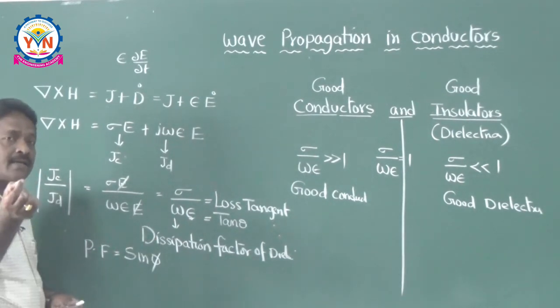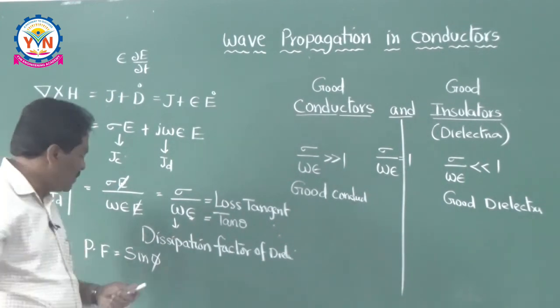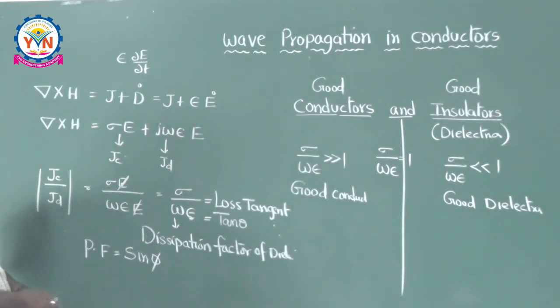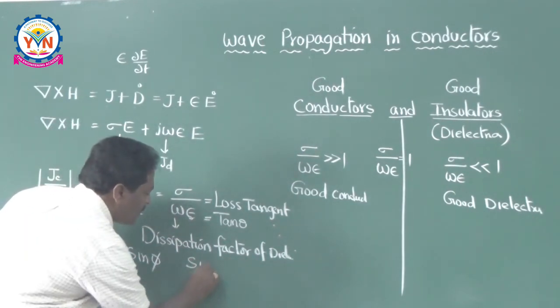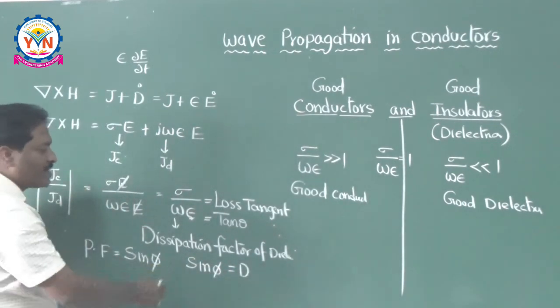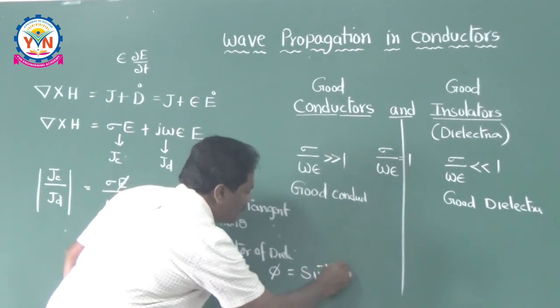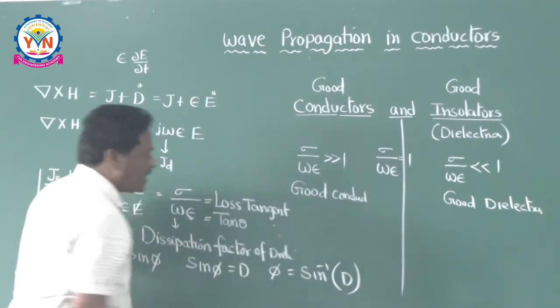That is, if the dissipation is very small, the dissipation factor is almost equal to the power factor of the dielectric. Therefore, I can say sin phi is equal to D, where D means the dissipation factor of the dielectric. Then what is the phase angle? I can say phi is equal to sin inverse D, where D means the dissipation factor of the dielectric.